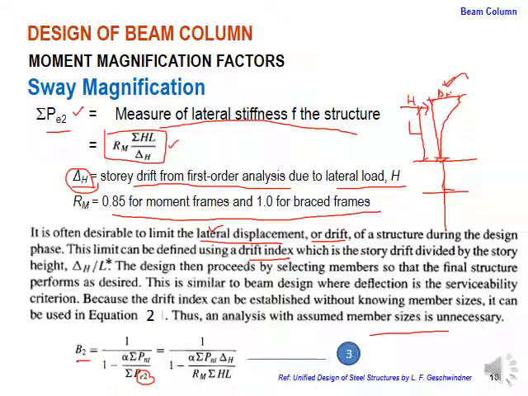We have discussed the value of alpha and sigma P_nt. The rest also we have discussed. So just put the values in over here. Here sigma H means all of the lateral loads applied in that particular story where the beam column is to be designed, and capital L is the story height.